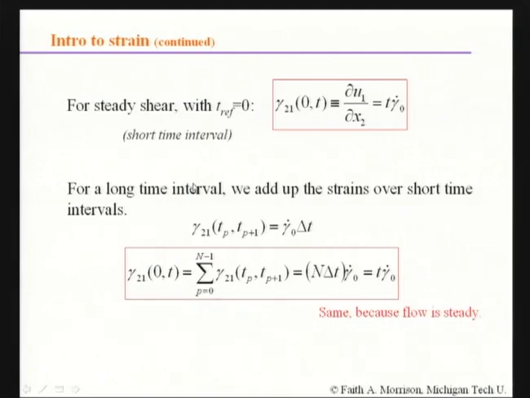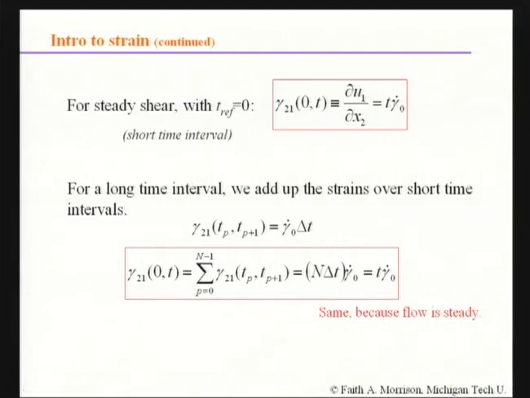So that works when gamma dot naught, the shear rate, is a constant. But now we have to work a little bit harder to figure out how to calculate the strain when the shear rate is not constant. Okay? So let's talk about that. What about when the shear rate is not constant?